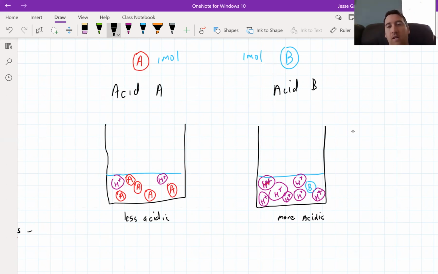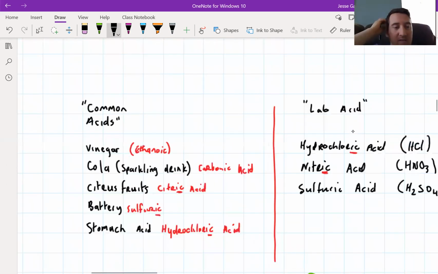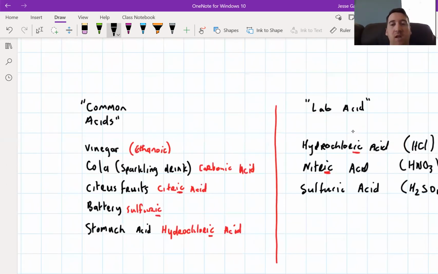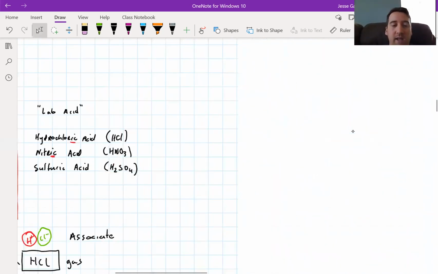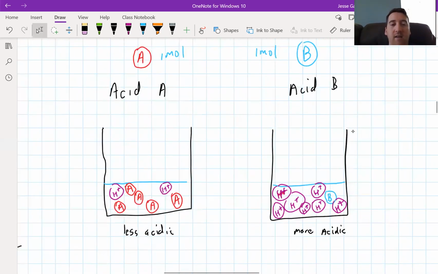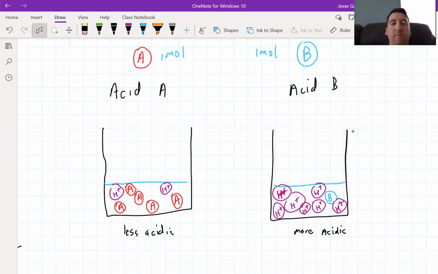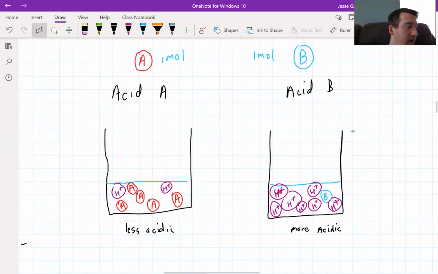For example, this is why we can drink things like vinegar, or we can eat things like citrus fruits, because they're not really strongly acidic, like acid A here. Whereas battery acid, for example, the acid you find in batteries, you definitely cannot drink this. In fact, you can't put this anywhere near your skin. It will burn you very badly. So that would be more acidic, like B. So according to Arrhenius, these are the two different kinds of acids, if you like.